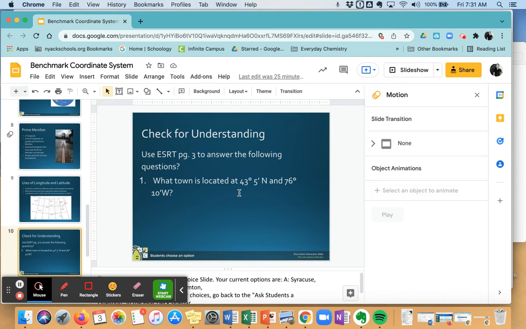What town is located at 43 degrees, 5? This is called minutes. 43 degrees, 5 minutes north. That means slightly past 43 degrees. And 76 degrees, 10 minutes west.